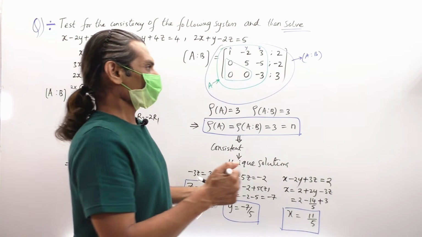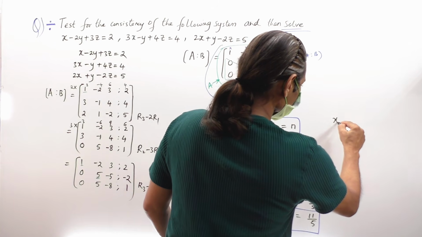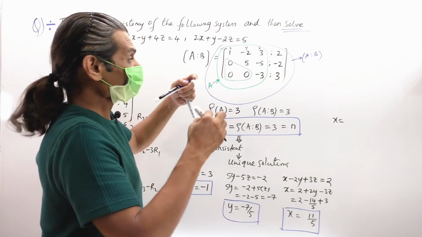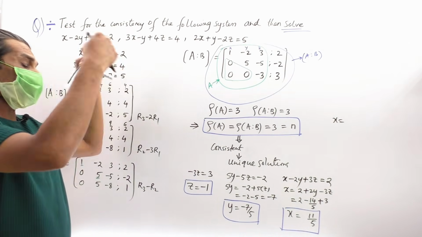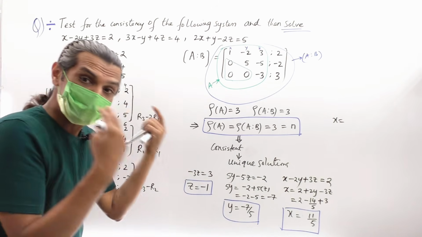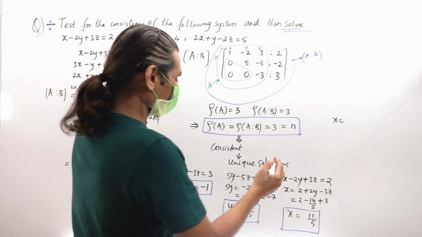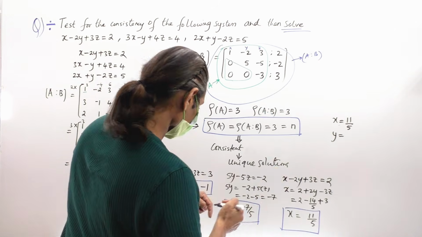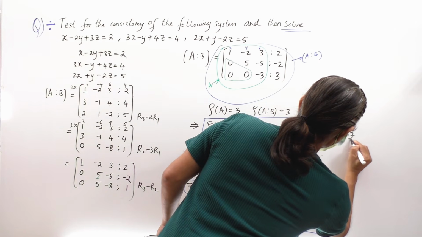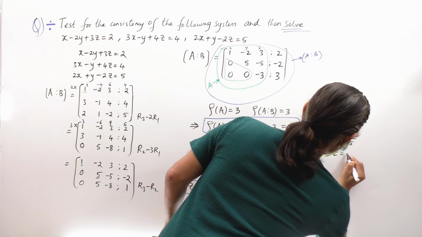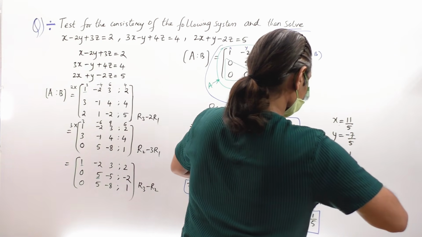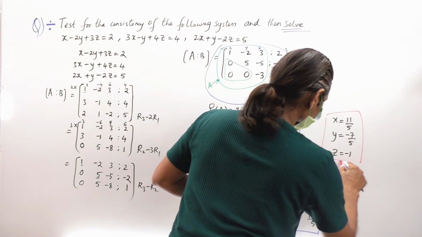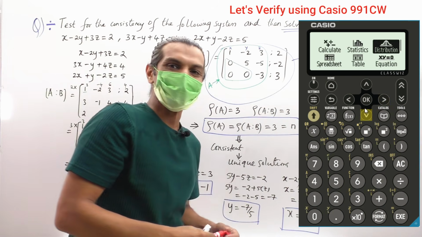These are the solutions. Therefore, the system is consistent and has a unique solution, and the unique solution is x equals 11 by 5, y equals minus 7 by 5, and lastly z equals minus 1. That's the solution. That's how it is done.